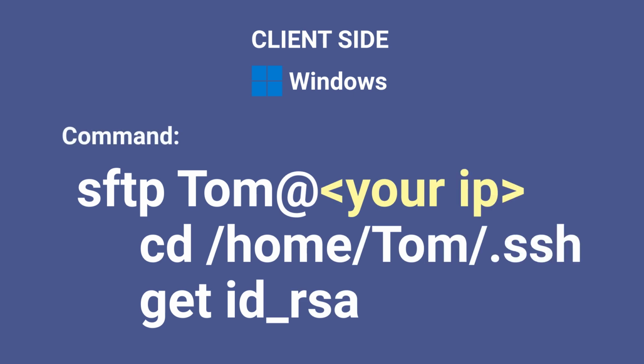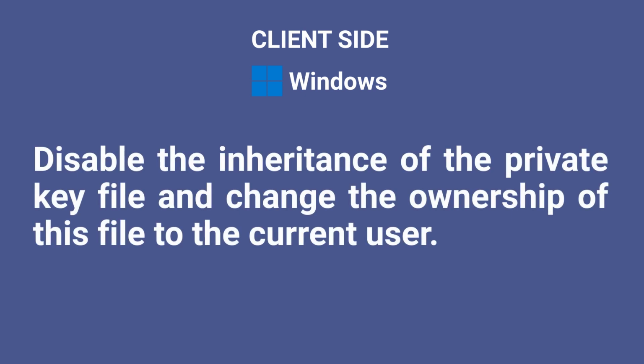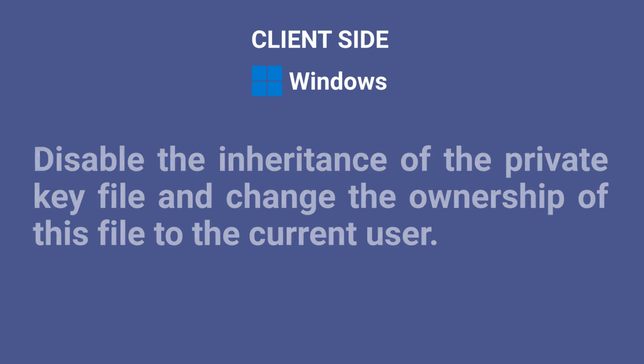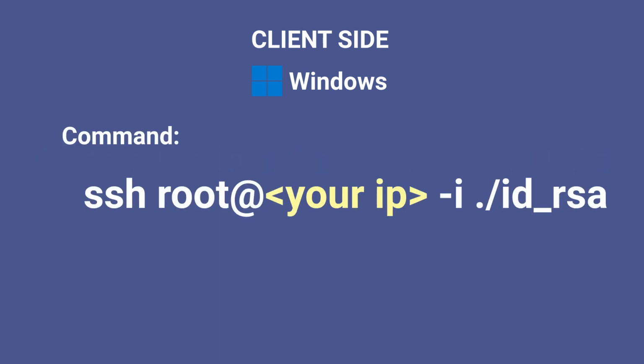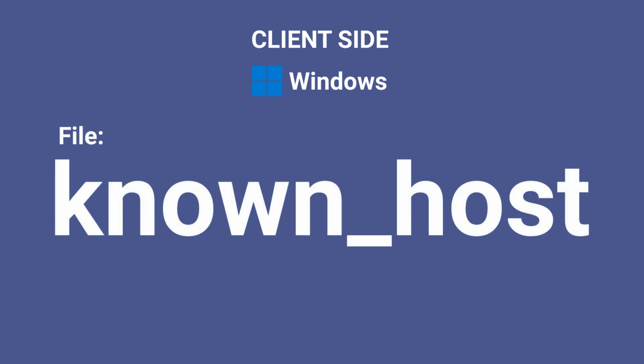Get the private key through SFTP. Disable the inheritance of the private key file and change the ownership of this file to the current user. Connect to the server. The public key will be saved in a file named known_hosts.